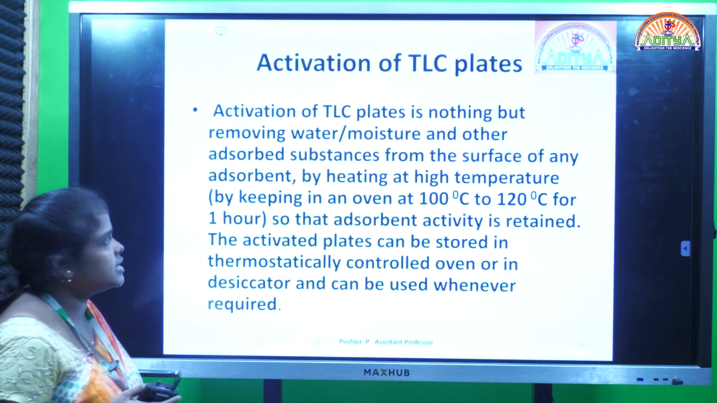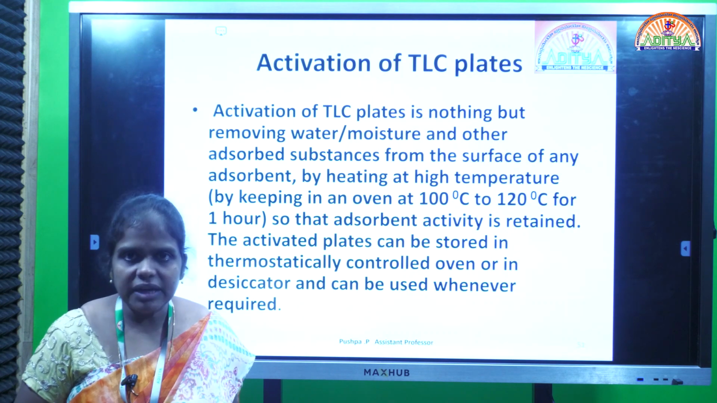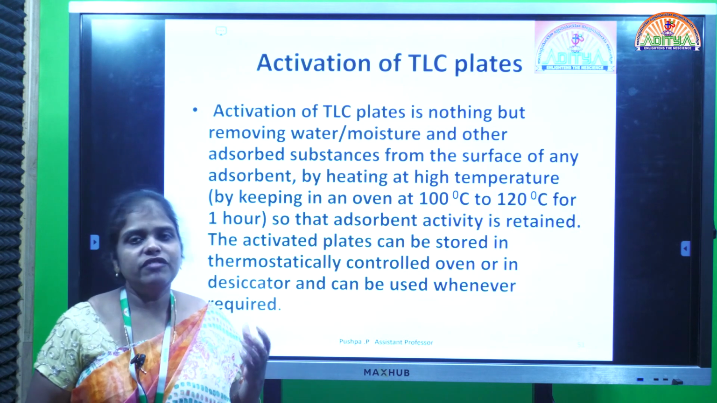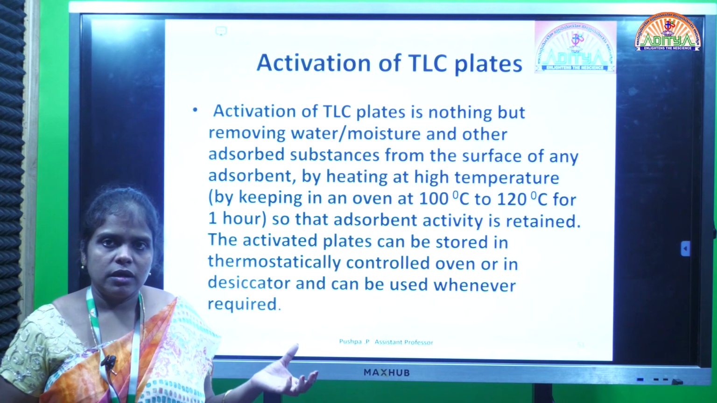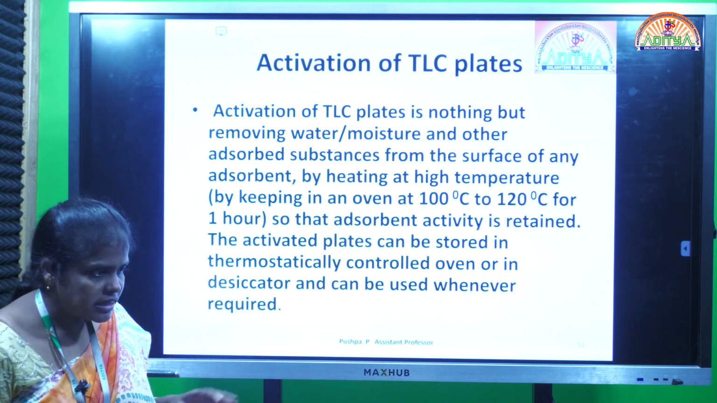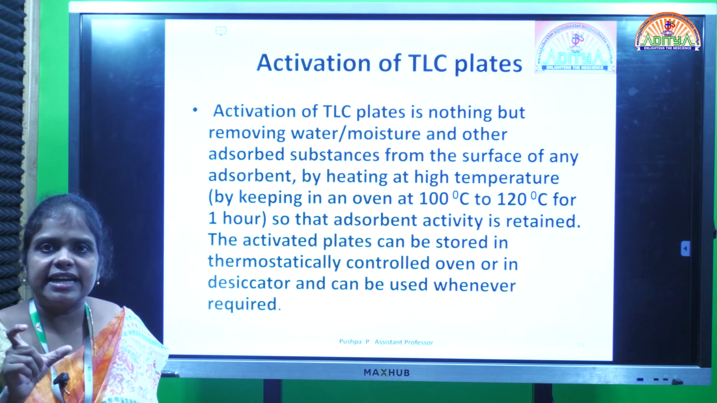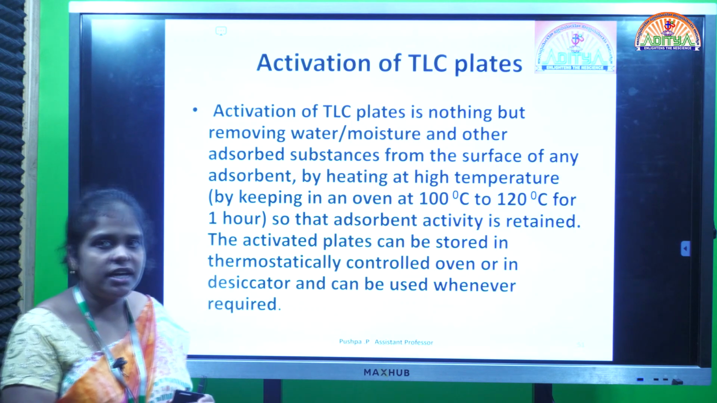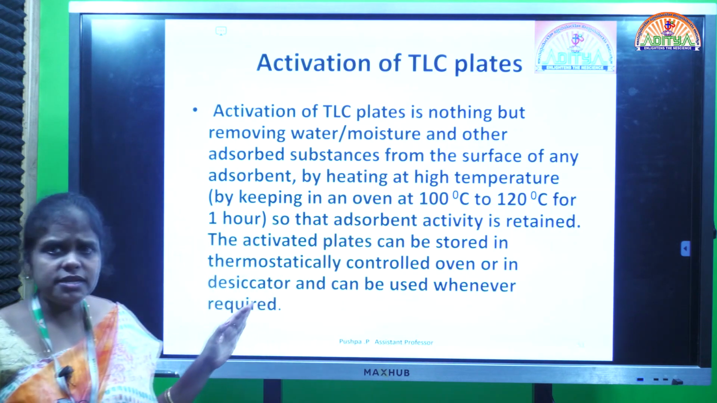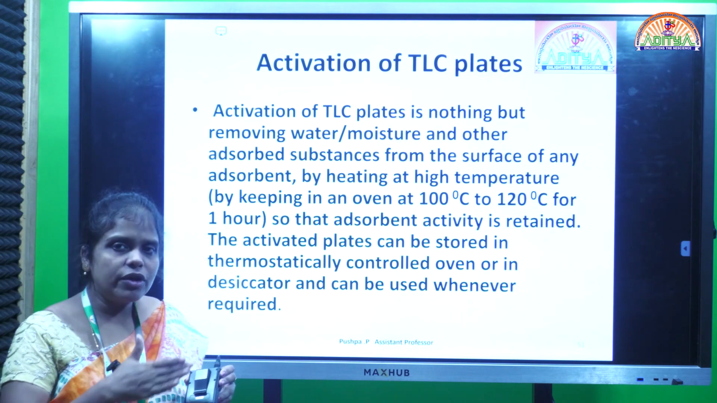And the next step is activation of the TLC plate. Activation of the TLC plate is nothing but drying of the TLC plate. First of all, we take the TLC plate, and on that we apply the slurry, mostly by means of a spreading agent or spreader. After applying the slurry, we have to dry it. That is called activation. Here we dry in an oven at 100 or 120 degrees for 1 hour for complete, uniform drying.